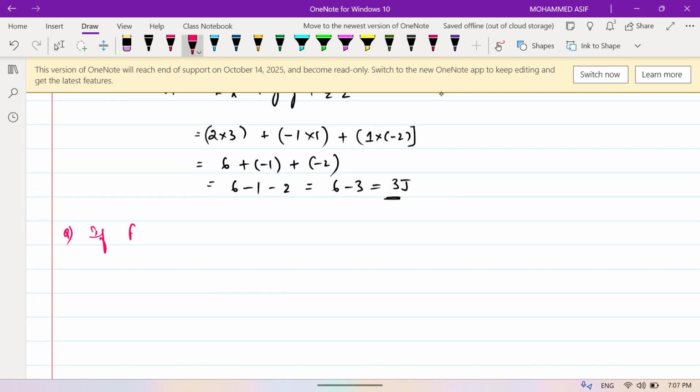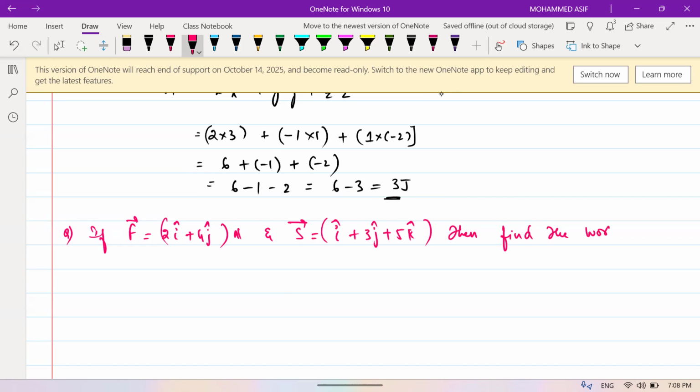If F bar is equal to 2I cap plus 4J cap Newton and displacement S bar is equal to I cap plus 3J cap plus 5K cap. Now see, in F there is no K. If nothing has been given, then we take it as 0. Then find the work done. Let's try to do it faster.